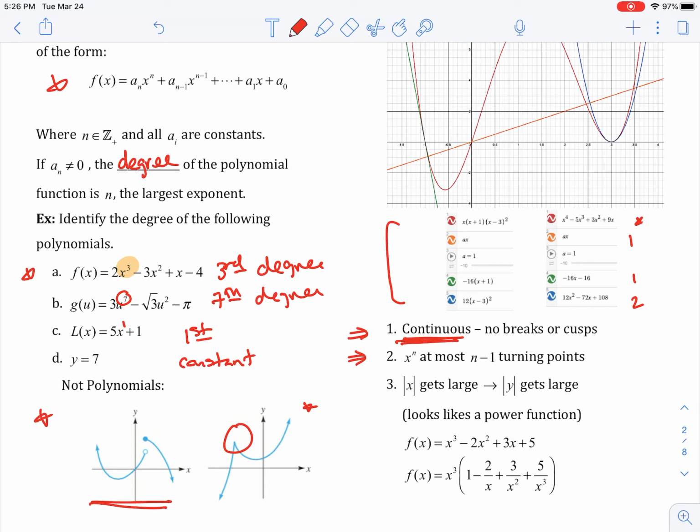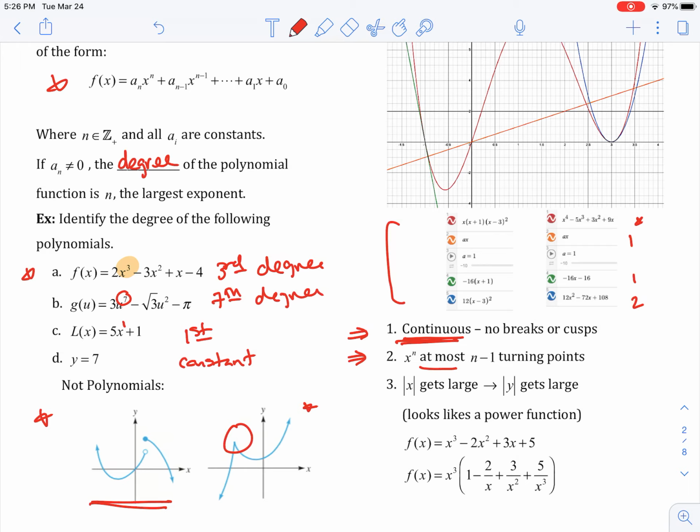Second thing about polynomial functions is whatever the degree of the polynomial is, so if it is a 3rd degree, a 7th degree, a 9th degree, whatever that largest exponent is that tells us the degree, then the number of turning points for your polynomial will be at most n minus 1. So if we have a 7th degree polynomial, then you will have at most 6 turning points. If you have a 5th degree polynomial, you would have at most 4 turning points.